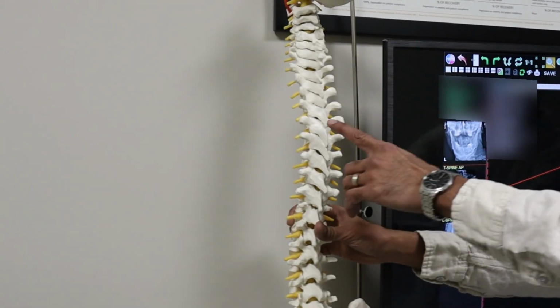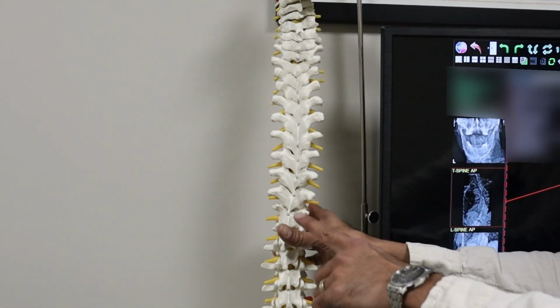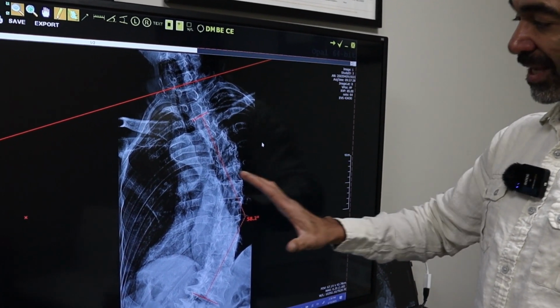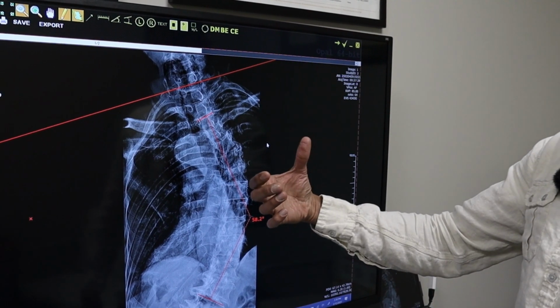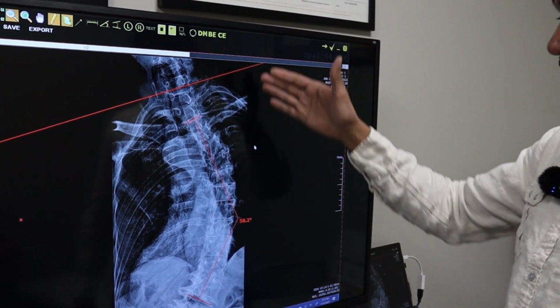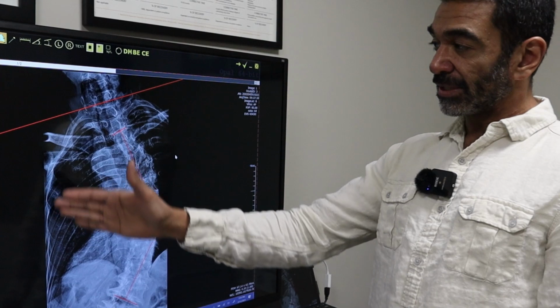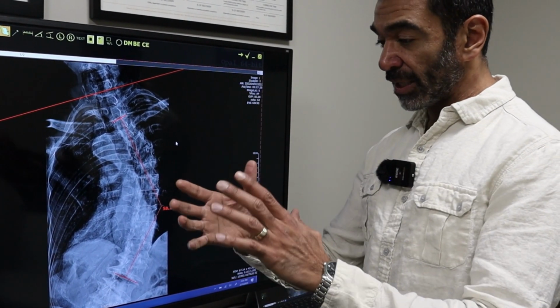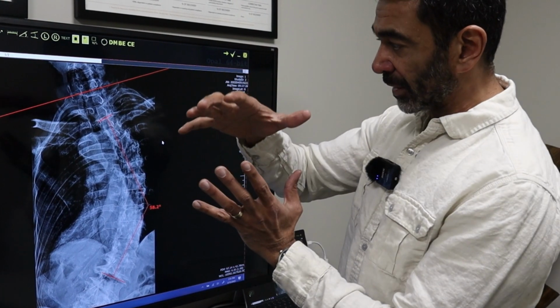These are called spinous processes. They need to be centered on the spine. And on him, they are rotated to his left, which means the spine is turned to his right. This is his right side. This is his left side. So we're looking at him from back to front. So his spine is turned right and bent left.